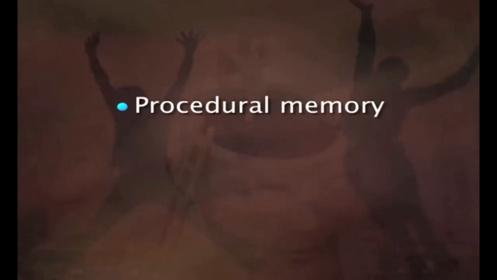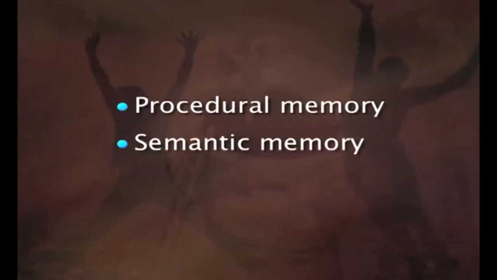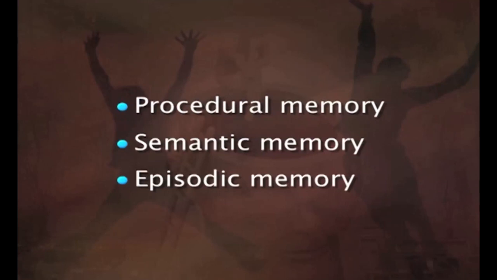And there are three classifications of long term memory. It's divided into procedural memory, semantic memory, and episodic memory. So what do we mean by procedural memory? Procedural memory refers to the behaviors or the actions which we do. Procedural memory is automatic and it's unconscious.